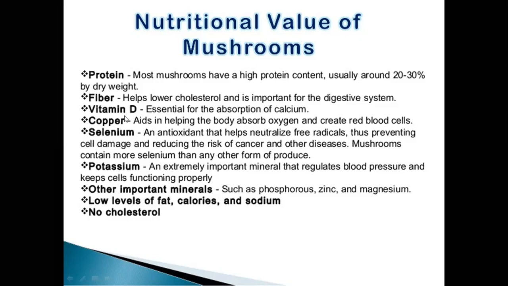Vitamin D is present in case of mushrooms. It is essential for the absorption of calcium. Copper. It aids in helping the body to absorb oxygen and create red blood cells. So this copper is very important, which is present in this mushroom, and it is helpful in the absorption of oxygen and creating the red blood cells, that is RBCs in the blood.